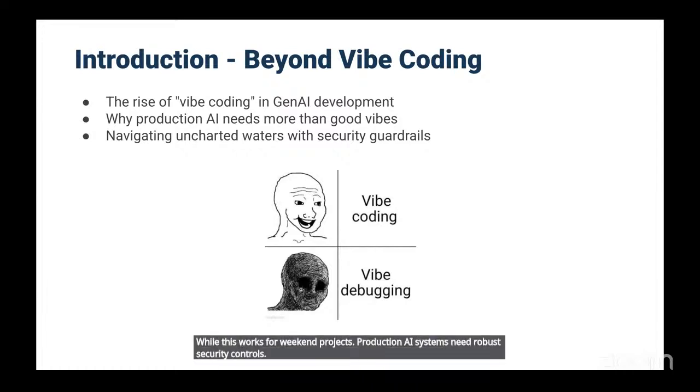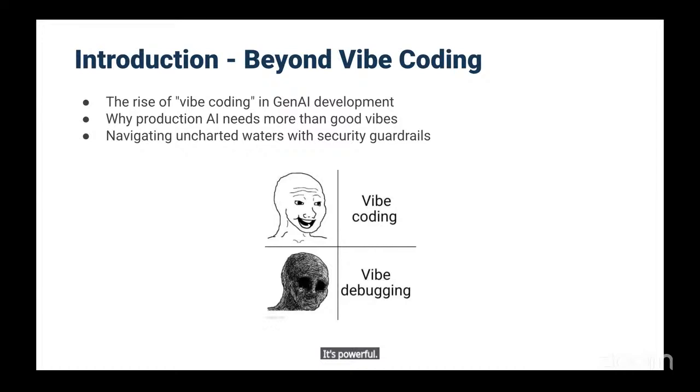Gen AI is powerful, but comes with unique risks. Today we will discuss how AWS helps manage these risks while maintaining the benefits of this technology.